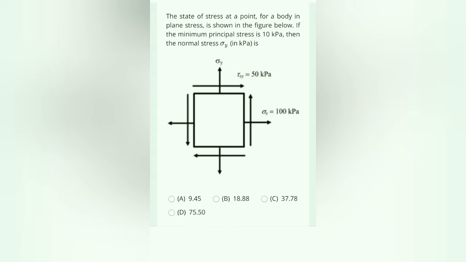Let's take this GATE question. The state of stress at a point for a body in plane stress is shown in the figure below. If the minimum principal stress is 10 kilopascals, then the normal stress sigma y in kilopascals is, so sigma x is given 100 kilopascals, tau xy is given 50 kilopascals.